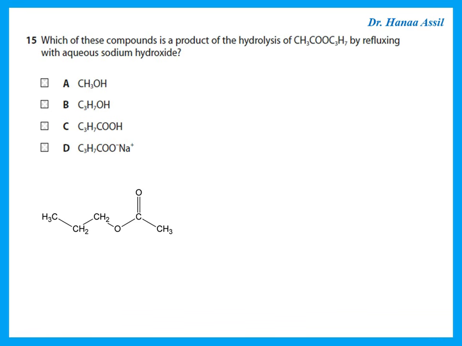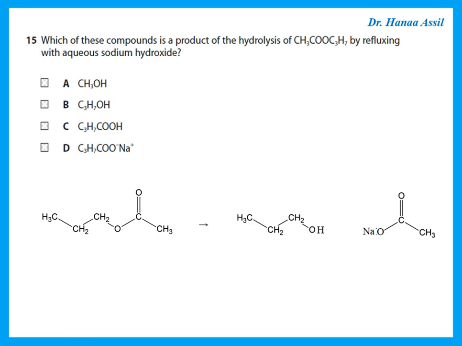Remember that an ester can be hydrolyzed by heating with acid or heating with a base. Now, if I heat it with a base, in both cases, the ester linkage is broken to give an alcohol plus what? If it's acid, it gives an acid. But if it's a base, it gives the sodium salt. So these are my two products.